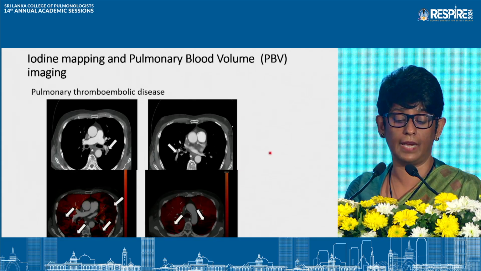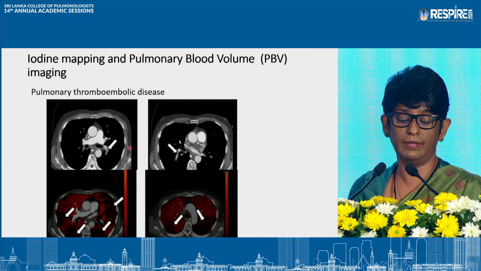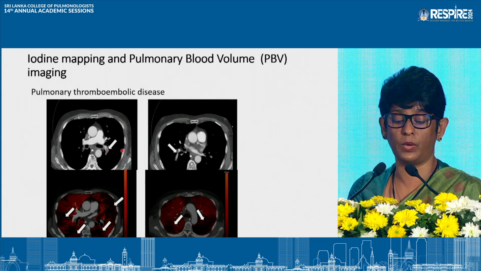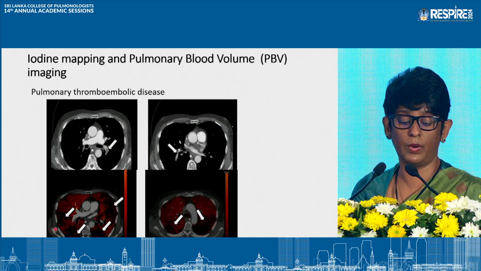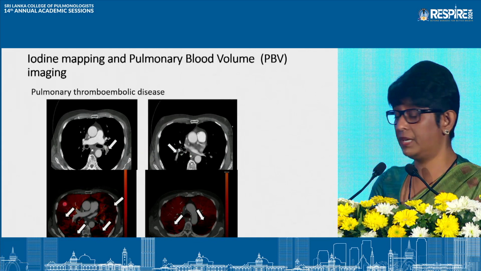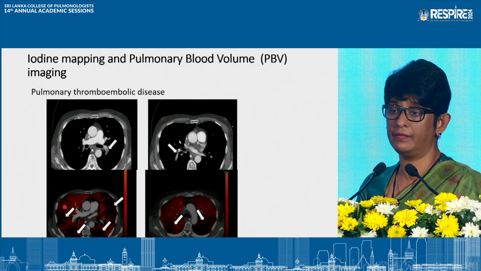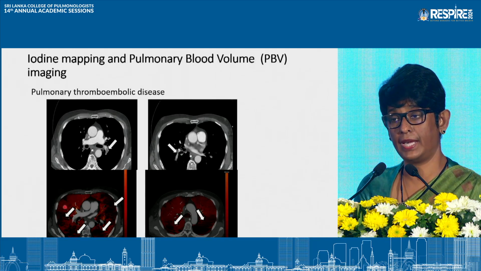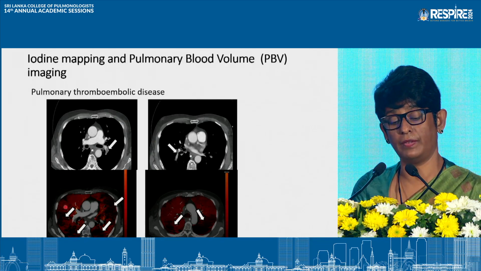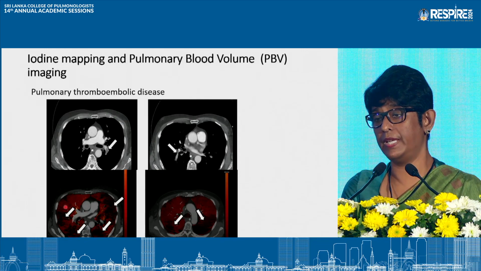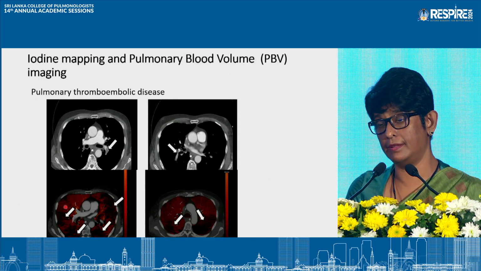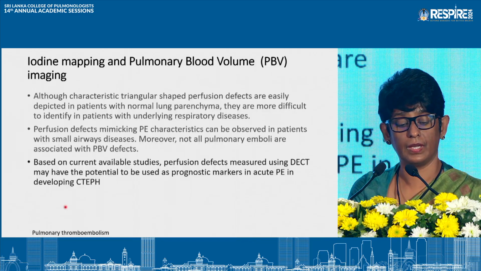Now, this is an example. You would see that there are filling defects in the proximal pulmonary artery with corresponding wedge-shaped areas of perfusion defects. So at the same time imaging for filling defects, we have already identified the perfusion defect. If not, the patient has to undergo VQ studies or SPECT studies to look for perfusion defects.